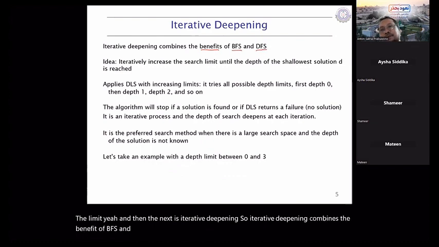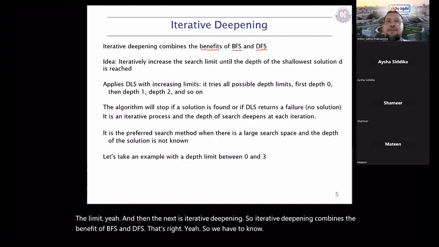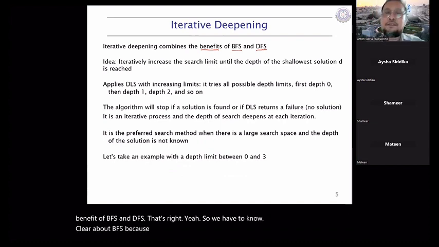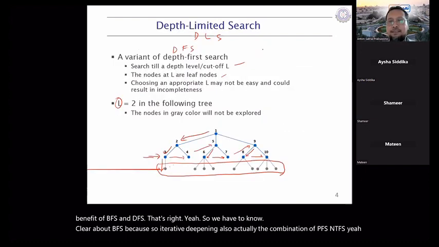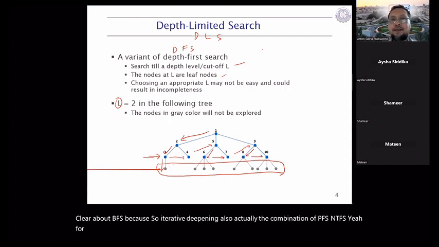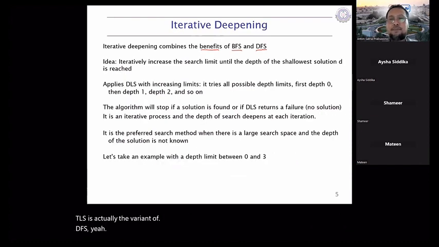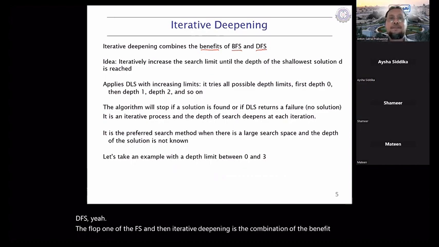So we have to be clear about BFS, because iterative deepening is actually a combination of BFS and DFS. DLS is actually a variant of DFS, a development of DFS. And then iterative deepening is the combination of the benefit of BFS and DFS.